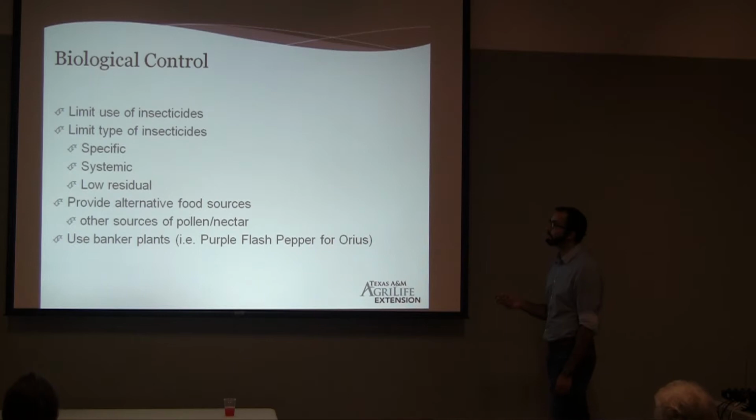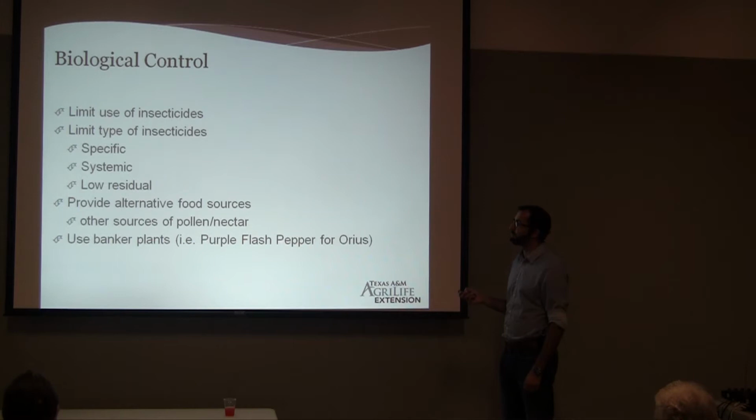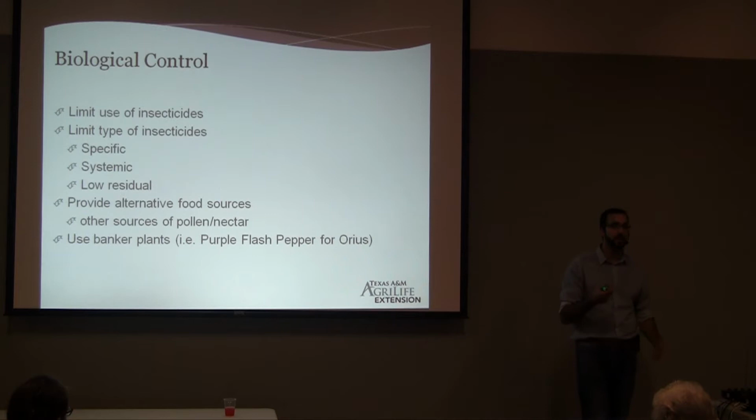You want to provide alternative food sources, so other sources of pollen and nectar. And you can use banker plants, like we're mentioning, purple flash pepper for aureus. Marigolds are considered another beneficial plant in that they can attract both the pest and the predator. So they're considered a little war zone that will keep things away from your plant.